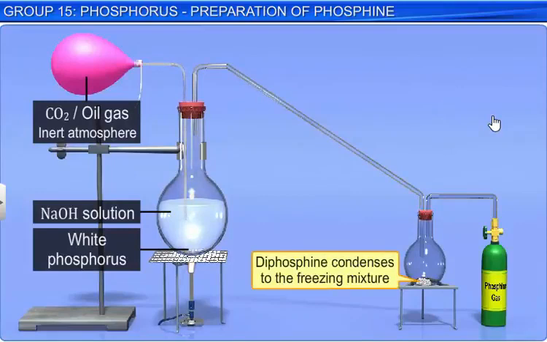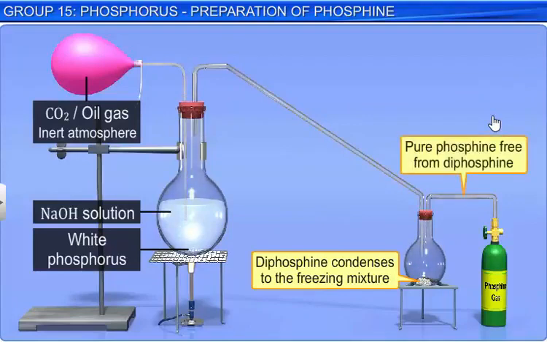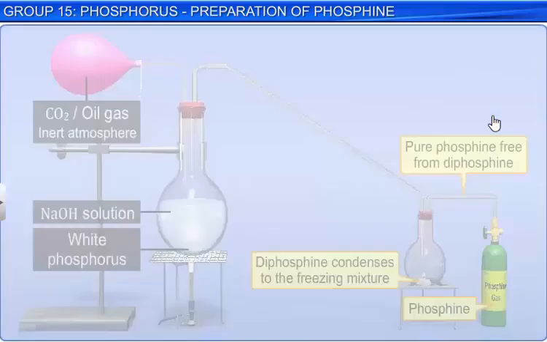Diphosphine can also be removed by passing the gas through a freezing mixture in which diphosphine condenses while phosphine doesn't. Activated charcoal or phosphorus pentoxide can be used to absorb the liquid hydride diphosphine from phosphine gas.